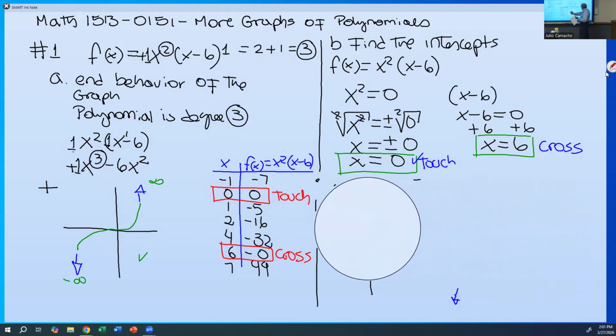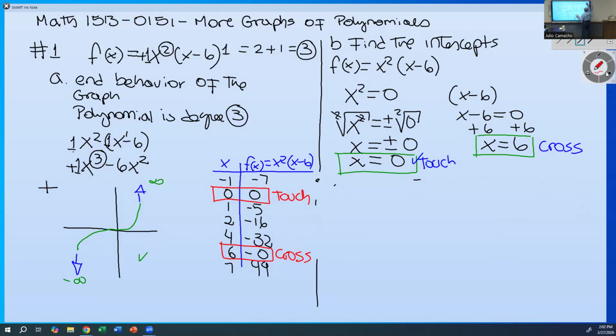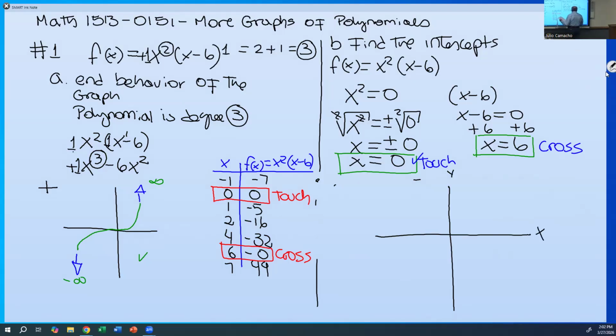If you can compare every information that we put before. So let me change my color to black again, and let me put here my x and y. That is my y-axis, and that is my x-axis.